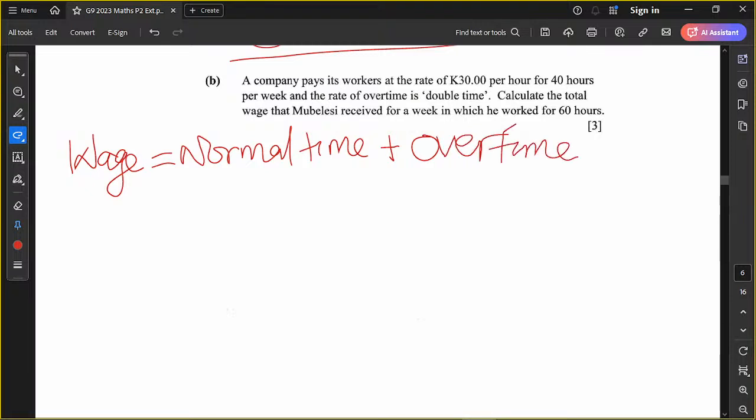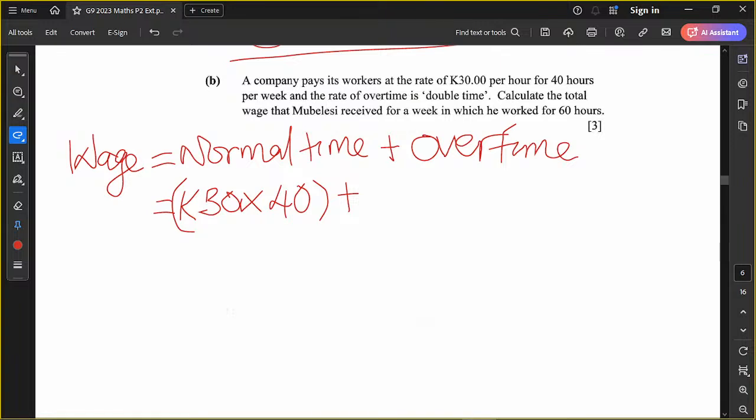Okay, so what is normal time? When a person works for a normal time, he works for 40 hours, and every hour he earns 30 kwacha. So that means the normal time is 30 kwacha times 40 hours. The whole of this I'm going to put in brackets. Then we say plus overtime.